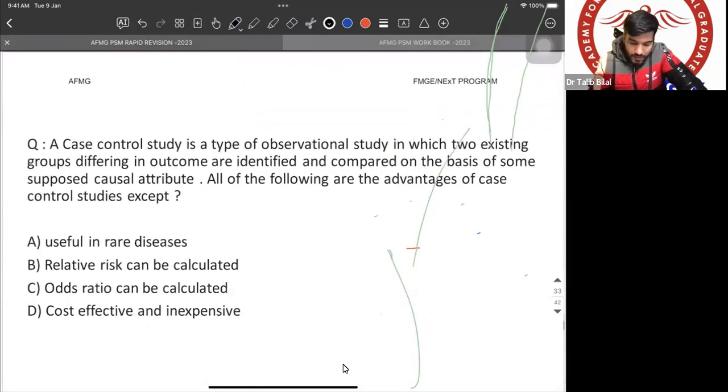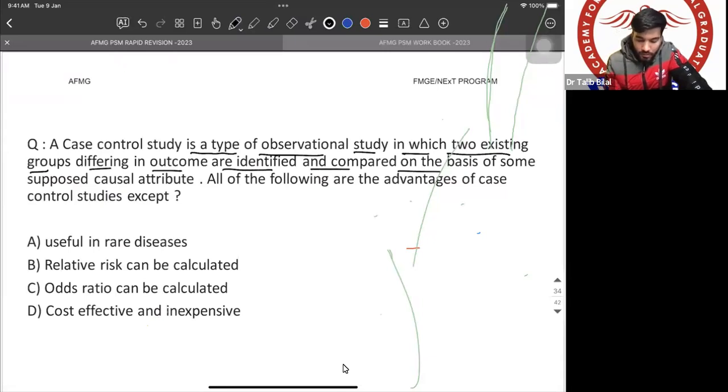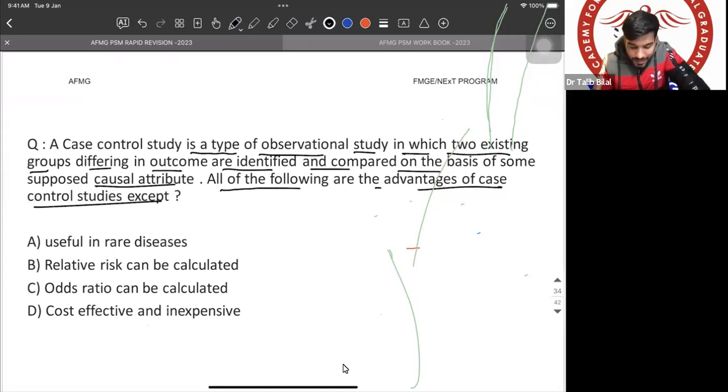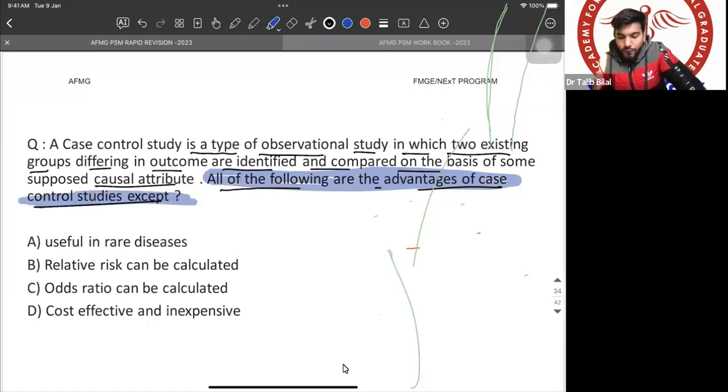Okay, the next question, guys. A case control study is a type of observational study in which two existing groups differing in outcome are identified and compared on the basis of some supposed causal attribute. All of the following are the advantages of the case control study, except this is the main part of the question. Just answer me from the above one. Is it useful in rare disease?